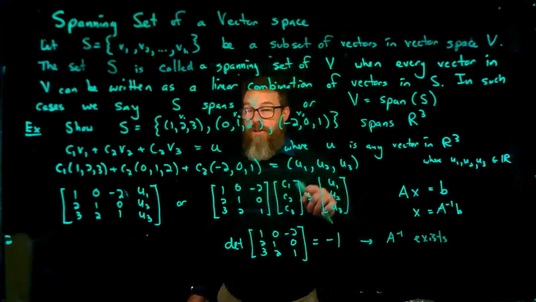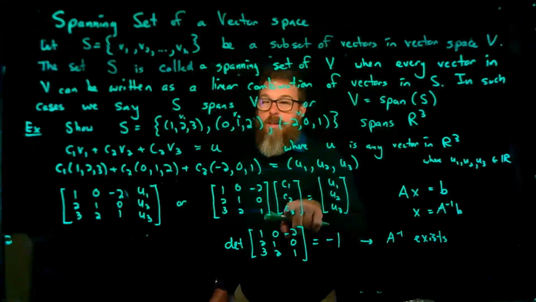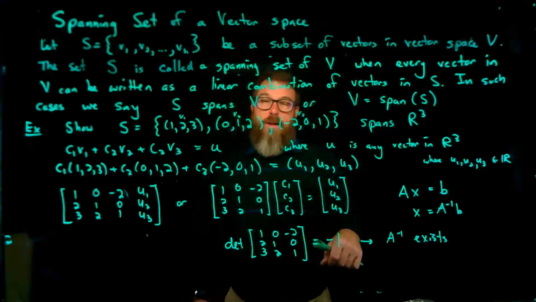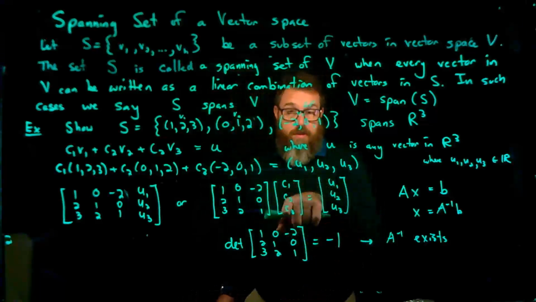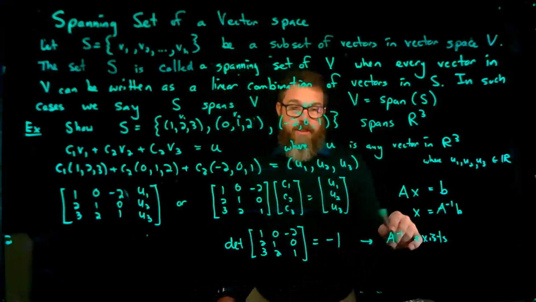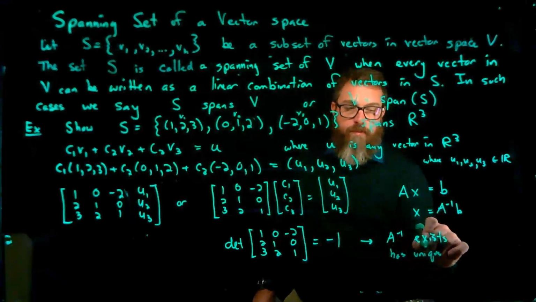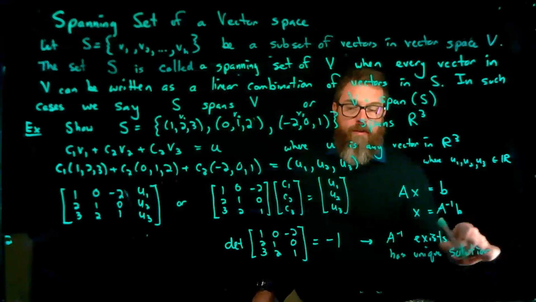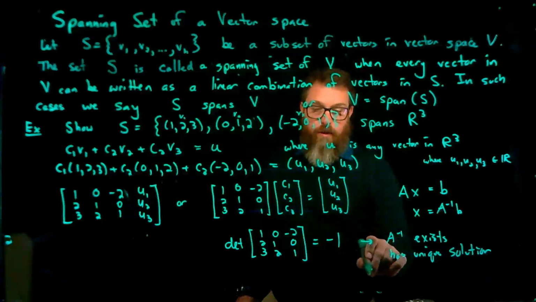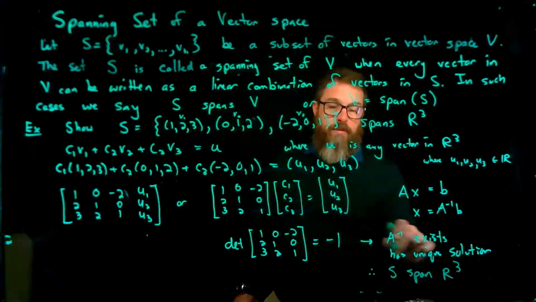Therefore, I actually have a unique solution. So this vector is built by a unique solution to this. As I proved before, I showed you the coefficients for that general vector, and the coefficients were specific. So this means it has a unique solution. Therefore, these vectors span V. So S spans V, which in this case is R3.